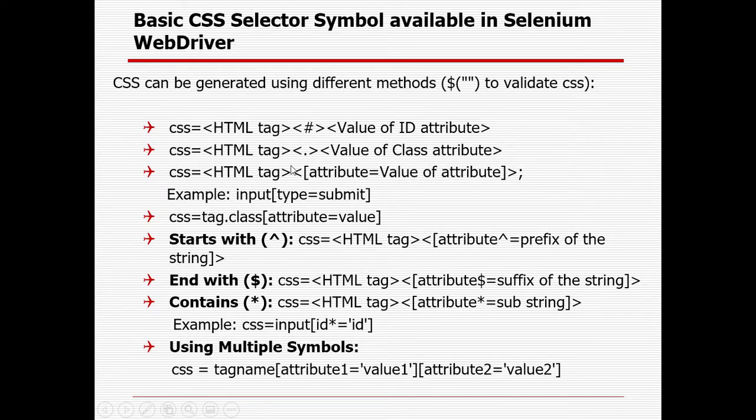And obviously you can create CSS selector with the help of ID and class, which is very easy. Only tag name, hash and ID, and tag name, dot, and class. And if you want to use multiple attributes, you have to use square brackets for the multiple attributes. Each and every attribute, you can give 4 attributes here. It will not be a problem, still CSS will be valid.